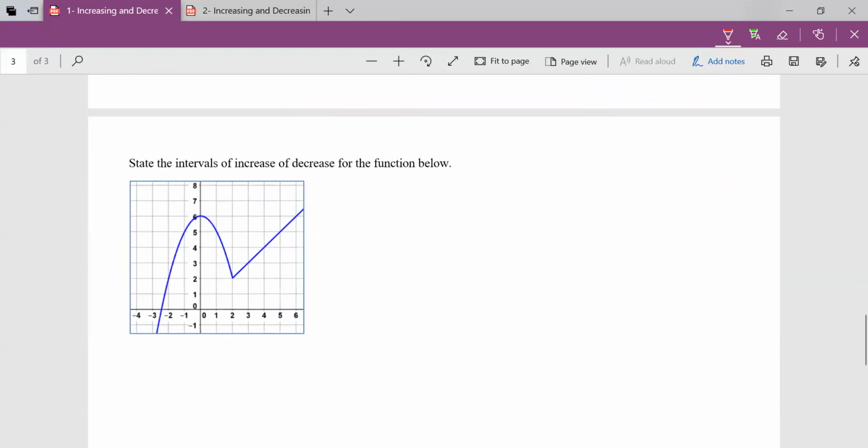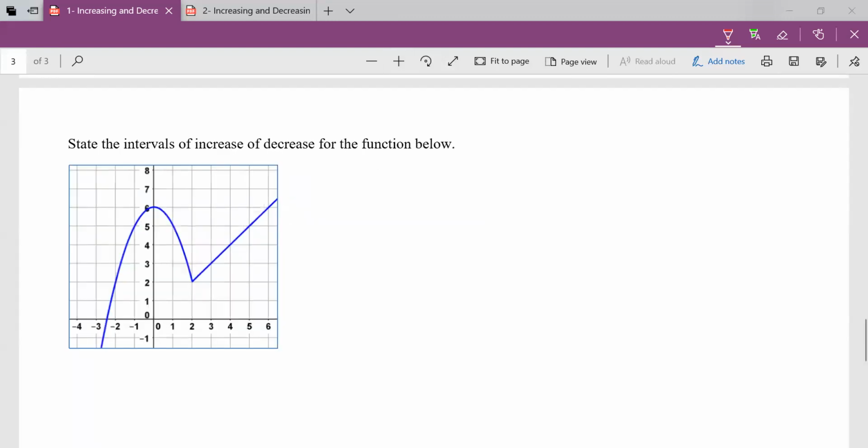So here, let's do one more. State the intervals of increase and decrease for the function below. Okay, so what I'm going to do is look for where my tangent lines are 0. That's right there. That tells me the derivative at that point is equal to 0.